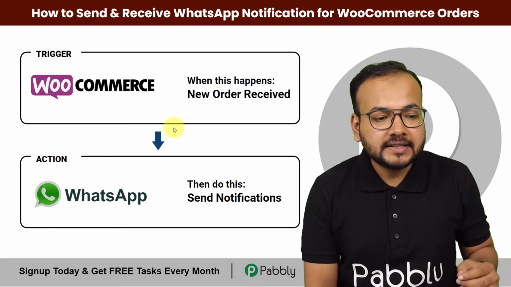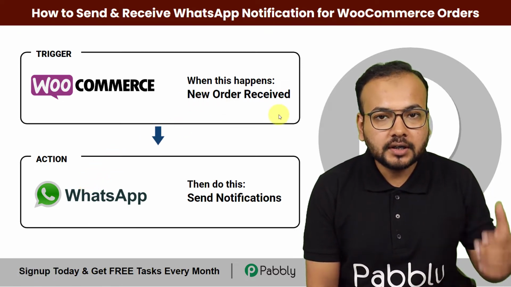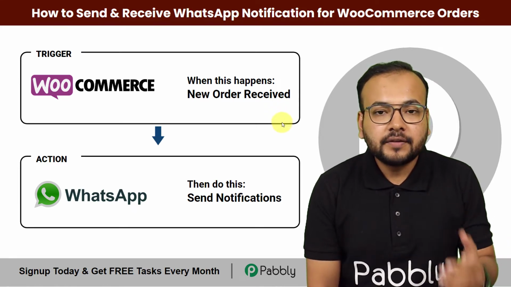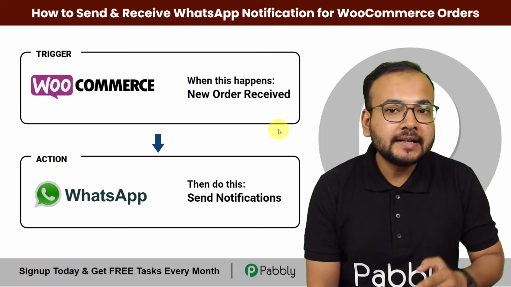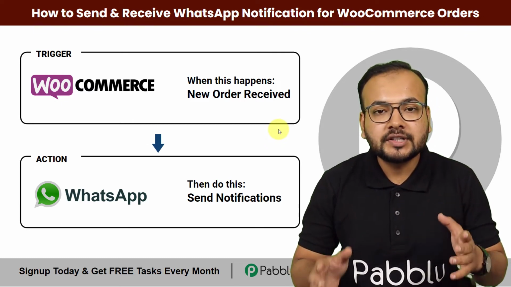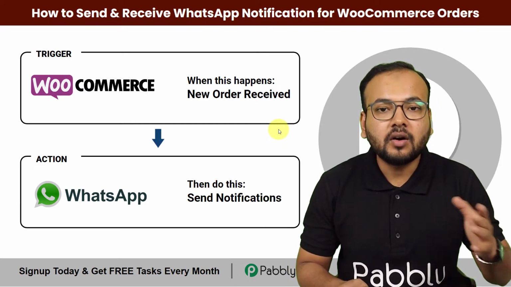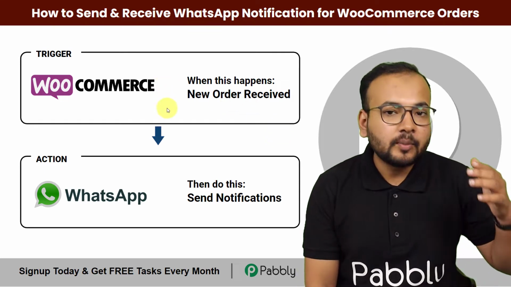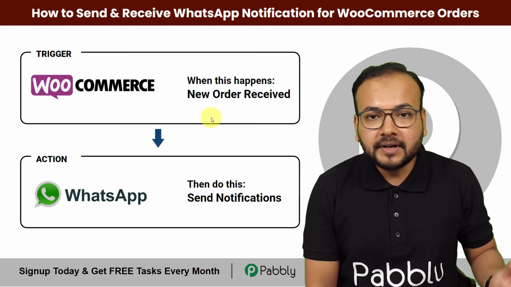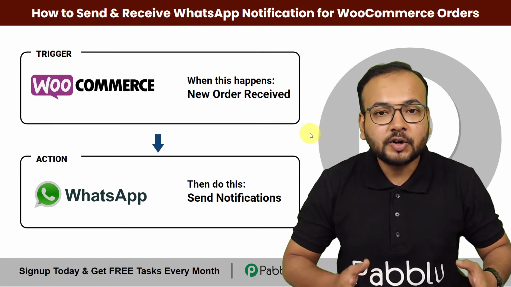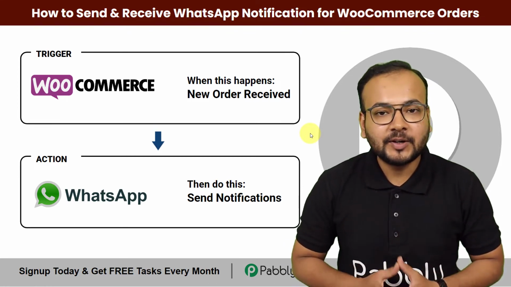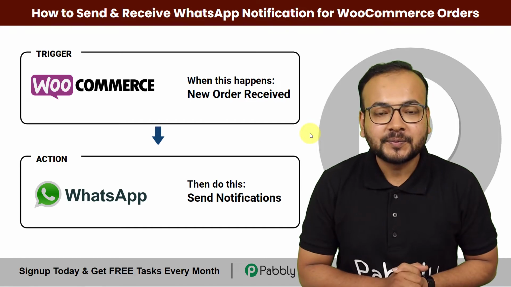After that, as and when you receive any new order, you will receive a notification message of that order on your WhatsApp, and simultaneously your customer will also receive a notification message of that order. This is going to happen automatically. To make this happen, we are using Pabbly Connect, and with its help you can set up this automation very easily without any coding. Let me show you how.